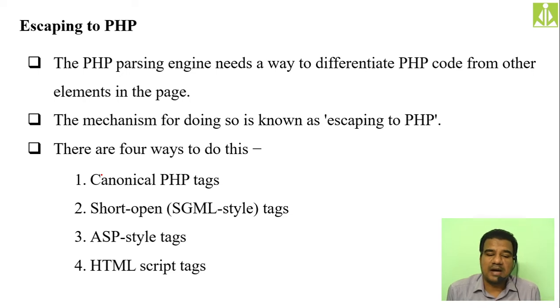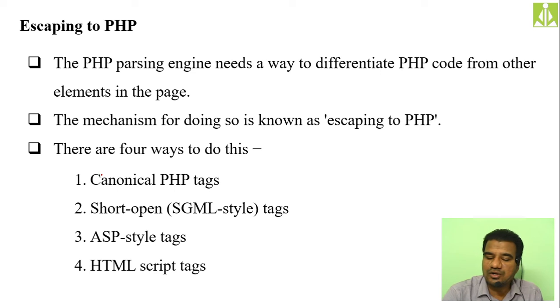The PHP parsing engine needs a way to differentiate PHP code from other elements inside the page. Because inside a single page we are writing both HTML and PHP, and XML is also an extensible markup language, also a way of writing code. If you go for XML also, that XML code we will write inside the same file. So there we are writing three different types of codes: one is HTML, the text markup language, then PHP, then XML.